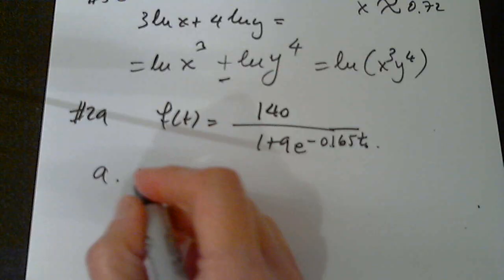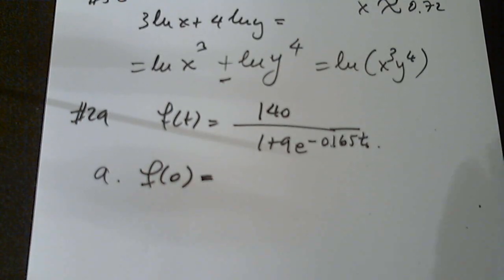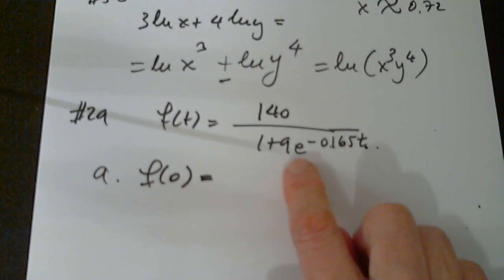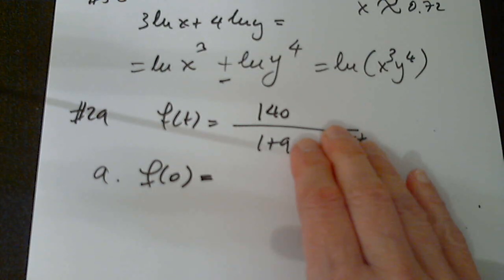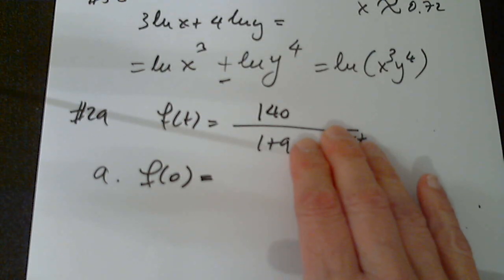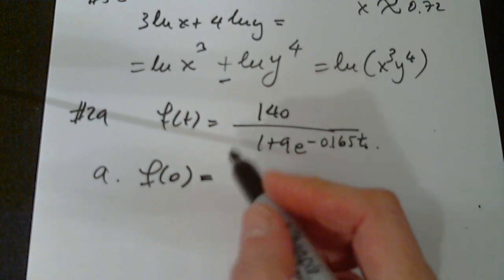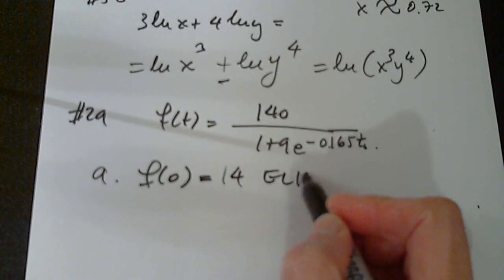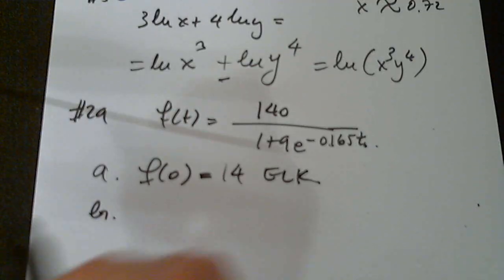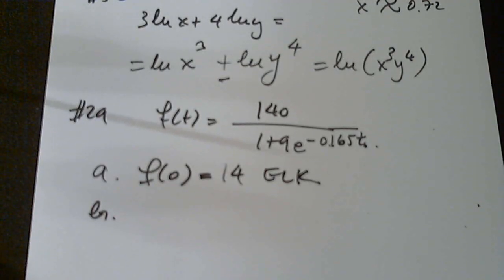Perfect. So we have to find f of 0. So e to 0 is 1. 1 plus 9 is 10. 140 divided by 10 is 14 elk. Part B. How many elk were expected or are expected in the habitat after 10 years? What are we asked to determine now?